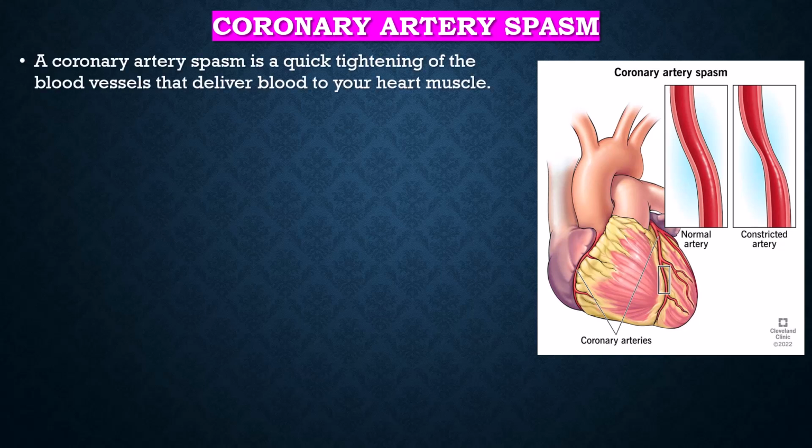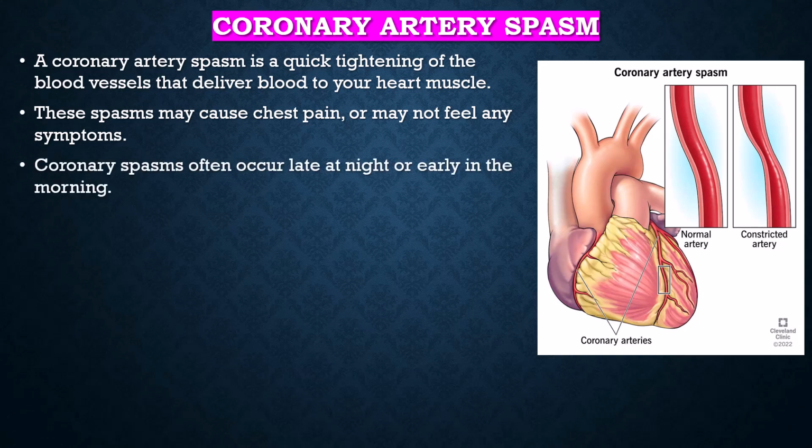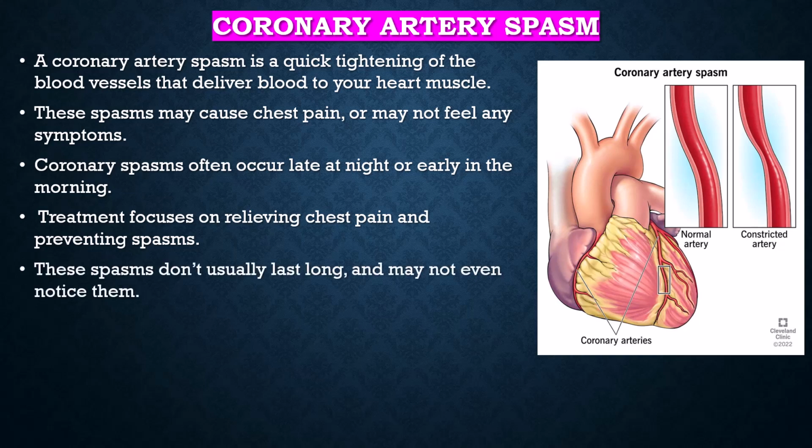Coronary artery spasm. A coronary artery spasm is a quick tightness of the blood vessel that delivers blood to the heart muscle. These spasms may cause chest pain or may not cause any symptom. Here you can see this is the normal vessel, and here spasm has occurred which decreases the caliber of the vessel. Coronary spasm often occurs late at night or early in the morning. Treatment focuses on relieving chest pain and preventing spasm.